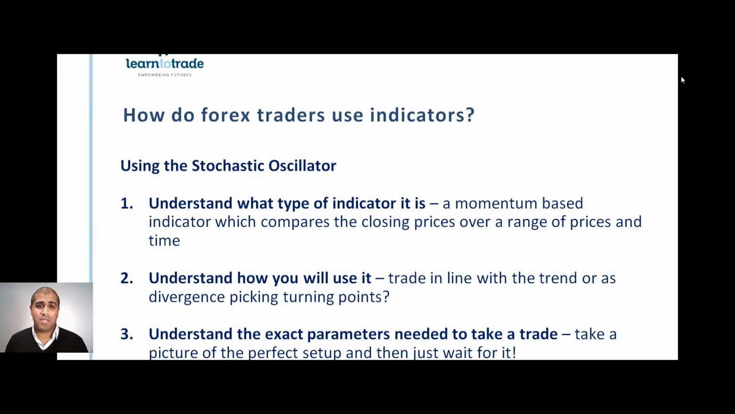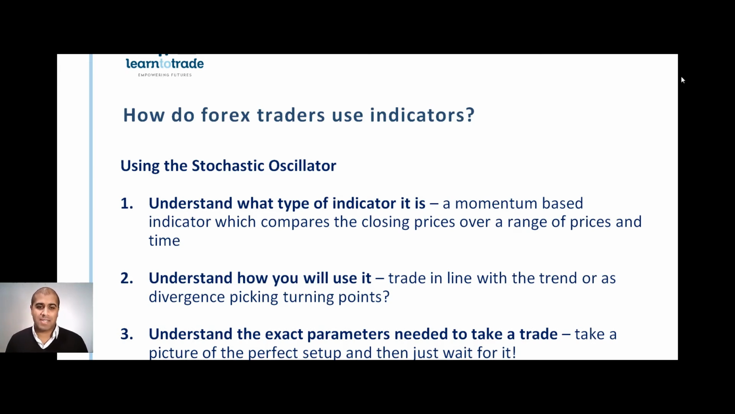If you're using a Stochastic Oscillator within one of your trading strategies, then you need to understand what type of indicator it is. We know the Stochastic Oscillator is a momentum-based indicator which compares the closing prices over a range of prices and time. So we know as a momentum-based indicator, it can help us to get in line with the trend, but it can also tell us when that trend is starting to weaken because there's not as much momentum where a reversal is likely.